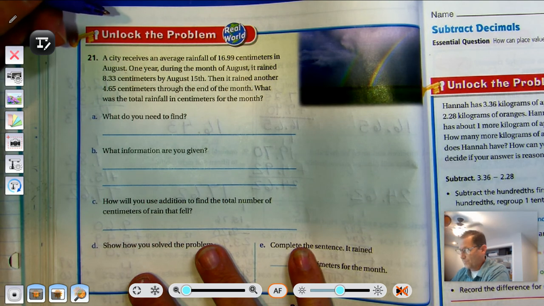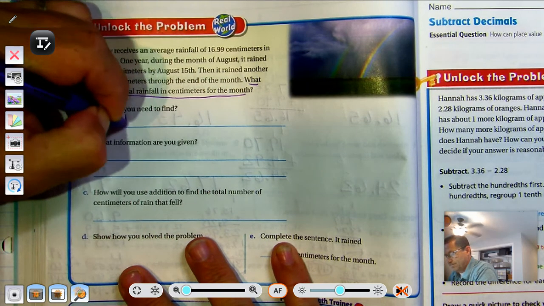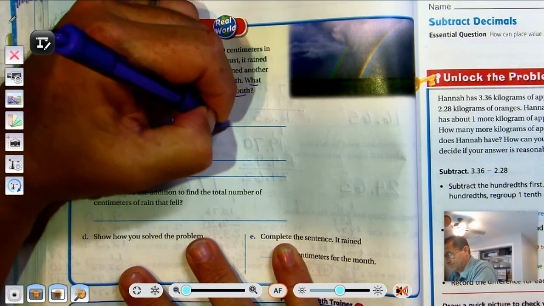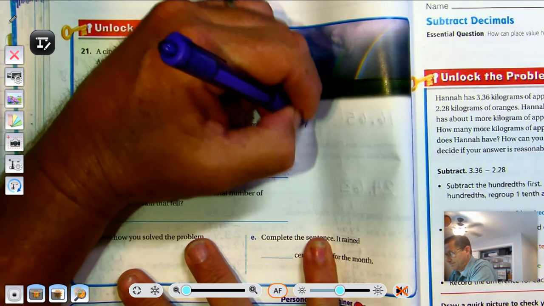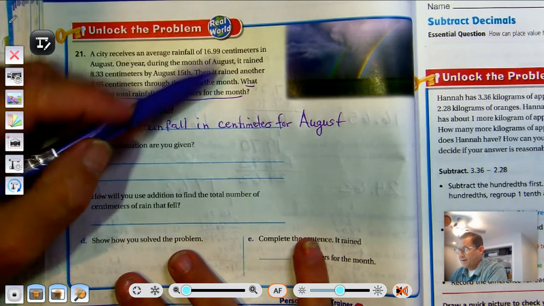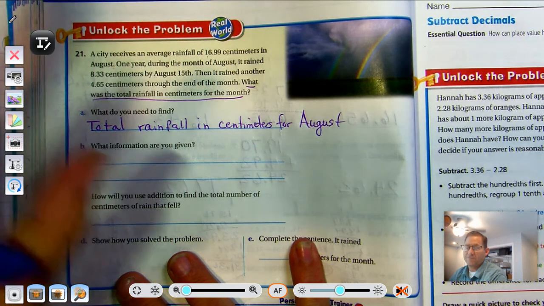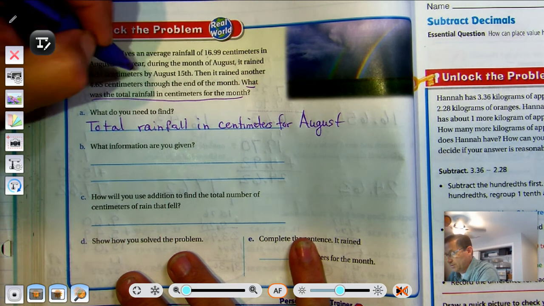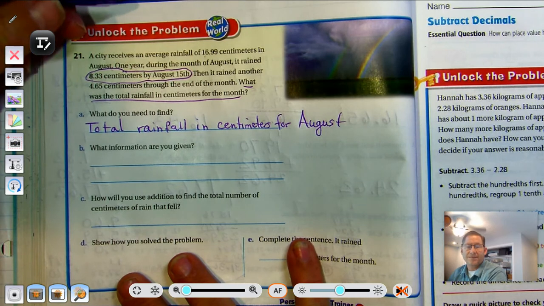What do I need to find? Well, total rainfall in centimeters for August. What information are you given? They do give me 16.99 centimeters, but that's an average. It's not actually how much fell during August. So we're not going to use that number. We are going to use 8.33 centimeters by August 15th.